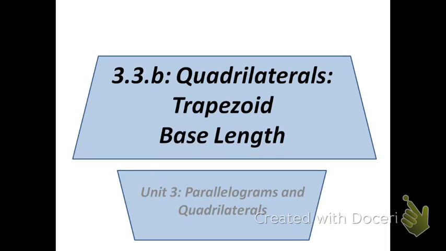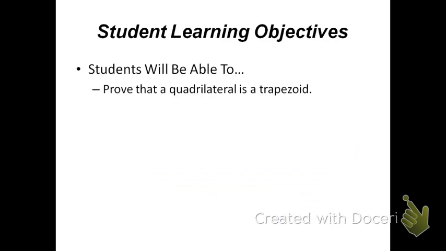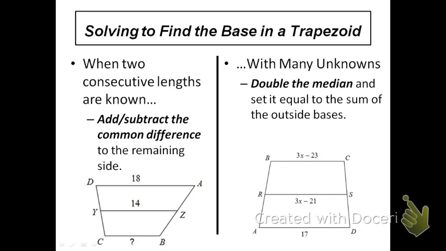Hey, welcome back for another edition of Geometry, Quadrilaterals edition. We're looking at trapezoids again, and we're looking at the base length this time. So now we're going to be focusing on either the top or the bottom of the trapezoid. We're going to be proving that a quadrilateral can be a trapezoid, and we're working with finding the base.